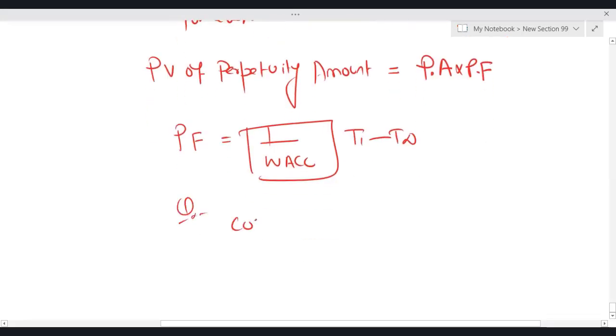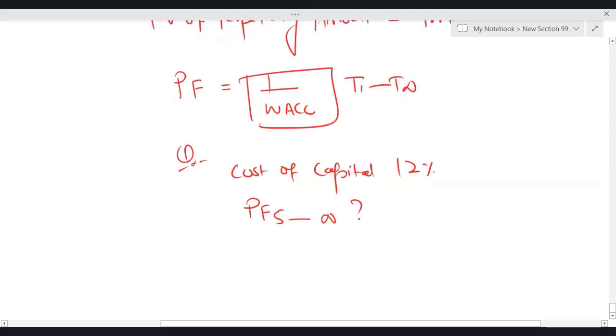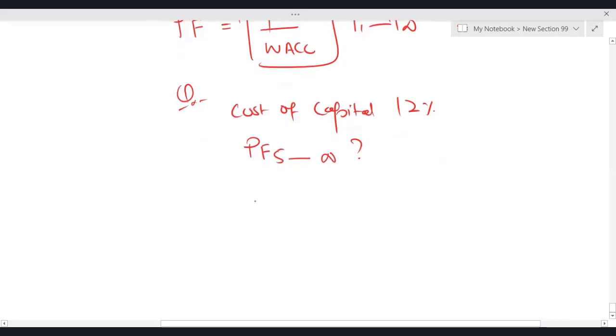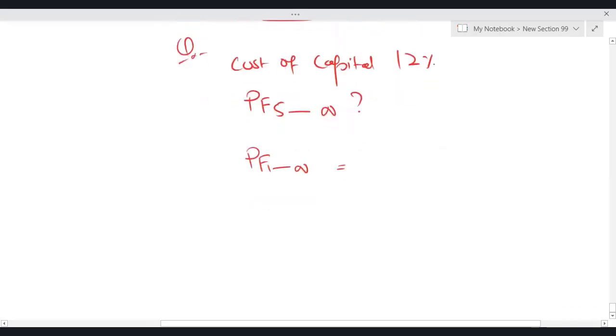For example, let's assume the cost of capital is 12%, and we need the perpetuity factor from 5 till infinity. How are we going to calculate it? First, we will calculate the perpetuity factor from 1 till infinity. Whatever comes, then you will deduct the annuity factor. Since we need the perpetuity factor from year 5, what comes before?